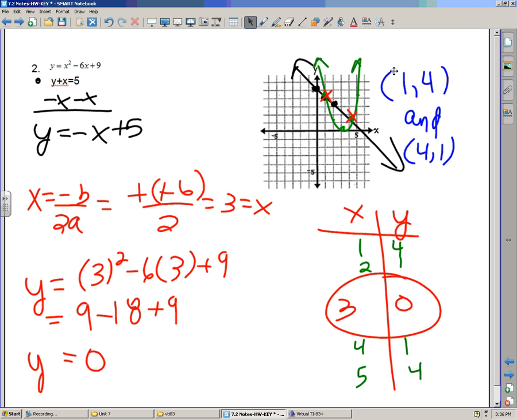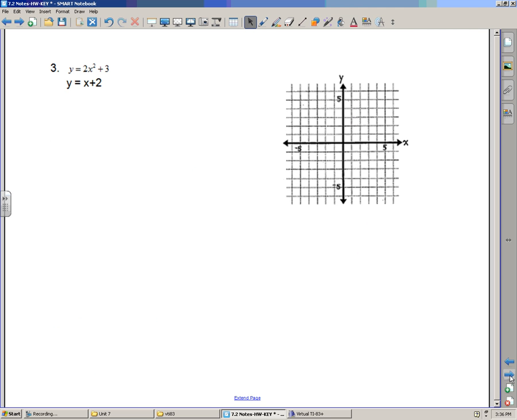Got 2 more to go, but we're almost done. Next one. Graph the line y equals x plus 2. Begin at positive 2, up 1 over 1, up 1 over 1. There's your line. We'll actually do the rest of this right on the graphing calculator.